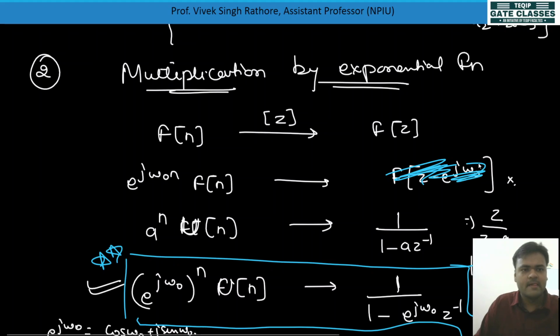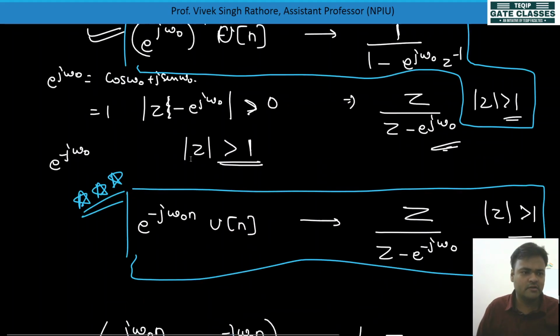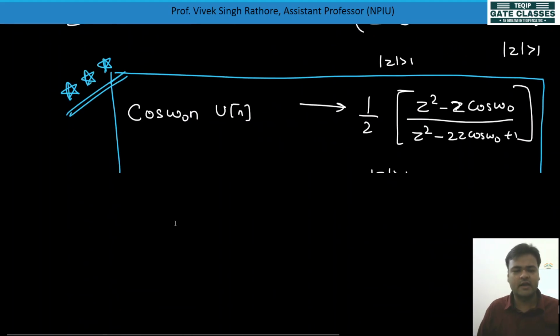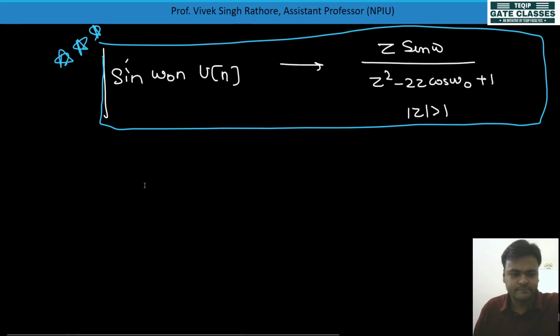So a to the power n u of n. As we know, it was like this. So we have done like this: a to the power n u of n. From here and from this portion, we have got cos of omega naught n and sine of omega naught n value. So now what you understood is that by properties of Z transform, we have seen the linearity property, and we have seen the multiplication by exponential function also, right?